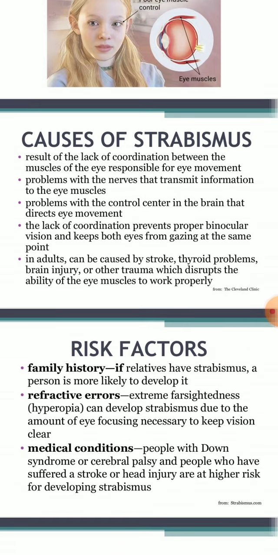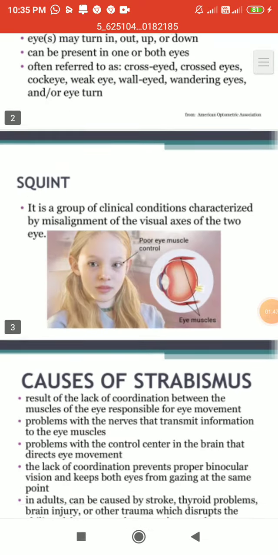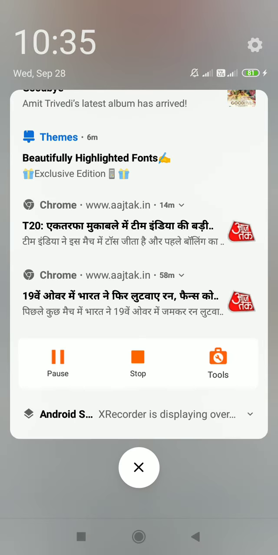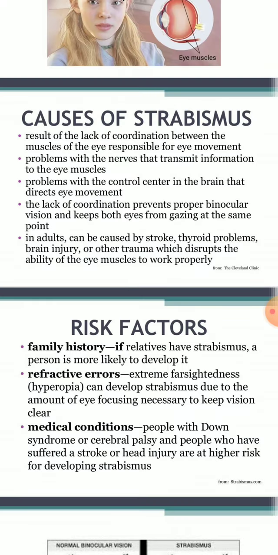Causes of strabismus: first, a result of the lack of coordination between the muscles of the eye responsible for eye movement; a problem with the nerves that transmit information to the eye muscles; a problem with the control center in the brain that directs eye movement. The lack of coordination prevents proper binocular vision and keeps both eyes from gazing at the same point.